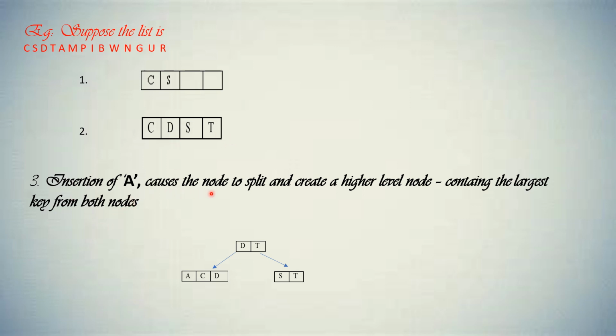Insertion of A causes the node to split. When A is added in the third step, the node is split. It creates a higher level node containing the largest key from both nodes. The node is divided into CD and ST, and A is added here because it is less than D. Thereby the last block's element is represented as the higher level node.